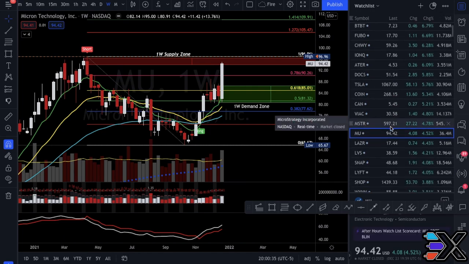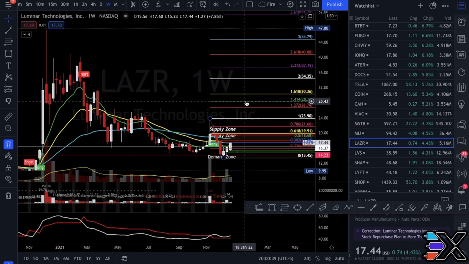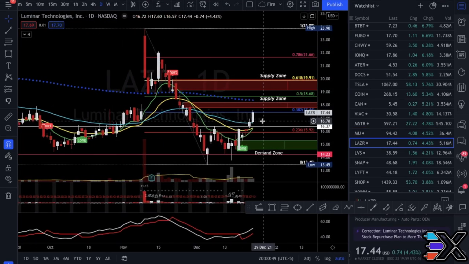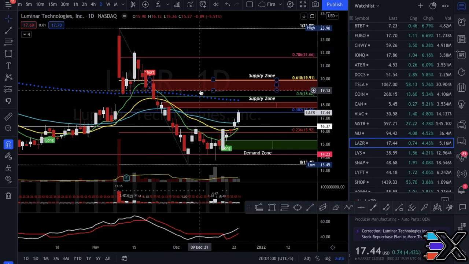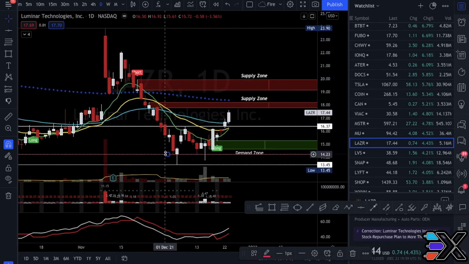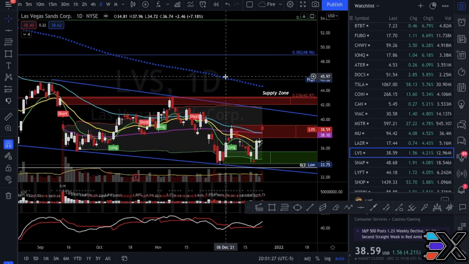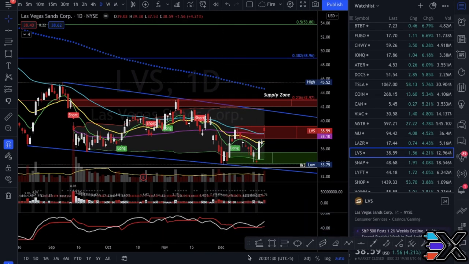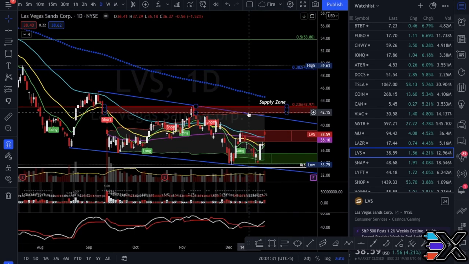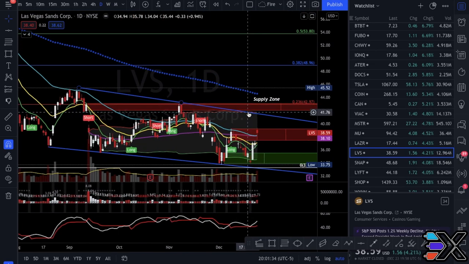All right. Looks like we get a little fast forward here, so I'm guessing we don't find any setups. I did like this laser setup a lot, but it's already breaking out of the double bottom resistance. So, all right, here's LVS. I do like this one.